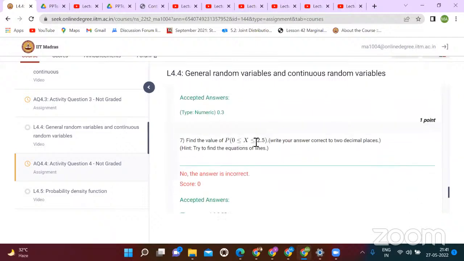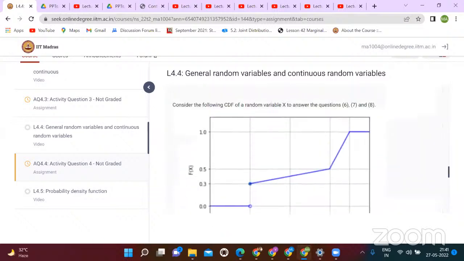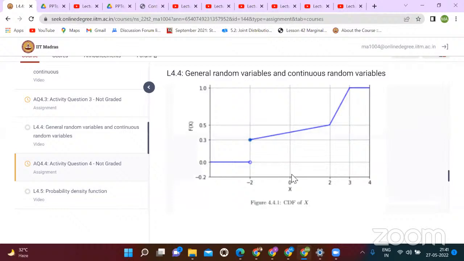Or if you have to calculate from 0 to 2.5, what will you do? You just have to calculate the area from 0 to 2.5. How will you do that? You just have to get all the values. This will become a trapezium and this will become a triangle. Calculate the area of the triangle and trapezium. You will get the value.